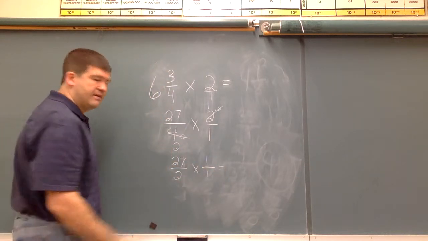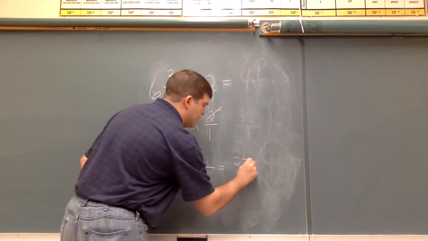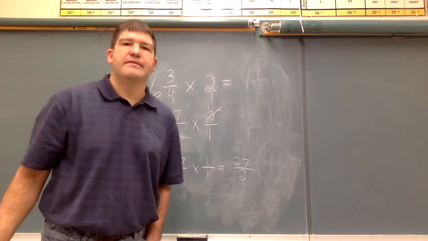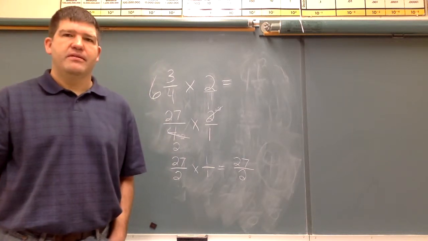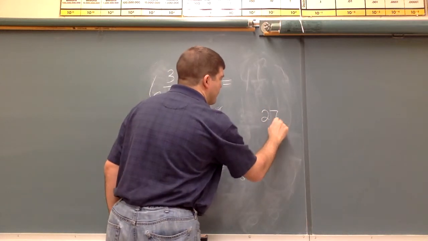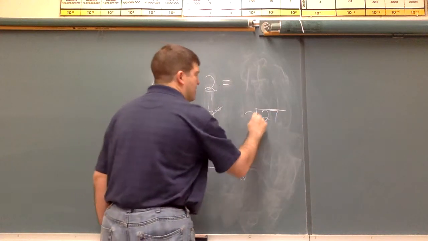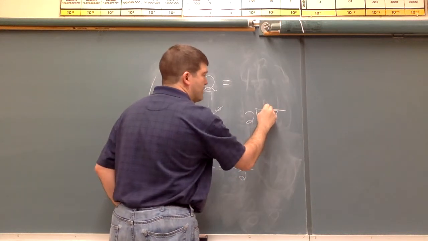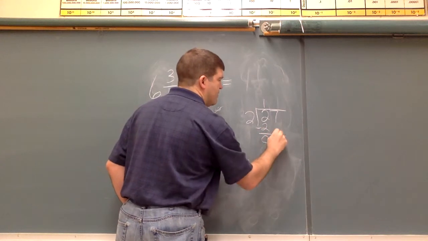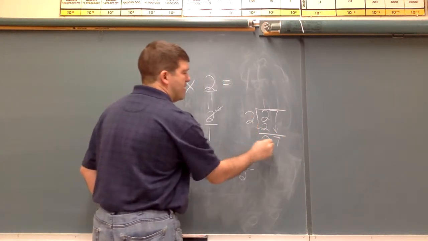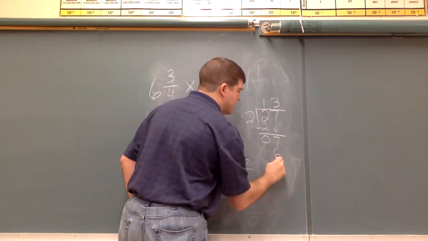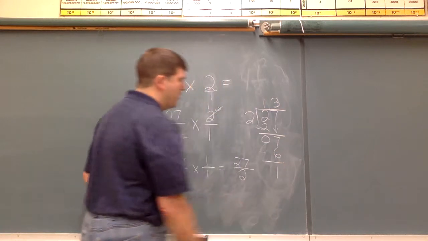Now, nice and easy to do. 27 times 1, 27. 2 times 1 is 2. Top number is way bigger than the bottom number. It's going to fall over. Let's do some division. 27 divided by 2. 2 goes into 2 one time. 1 times 2 is 2. Subtract that. 0. Bring down my 7. How many times does 2 go into 7? 3 times. 3 times 2 is 6. Subtract that, leaves me with 1.